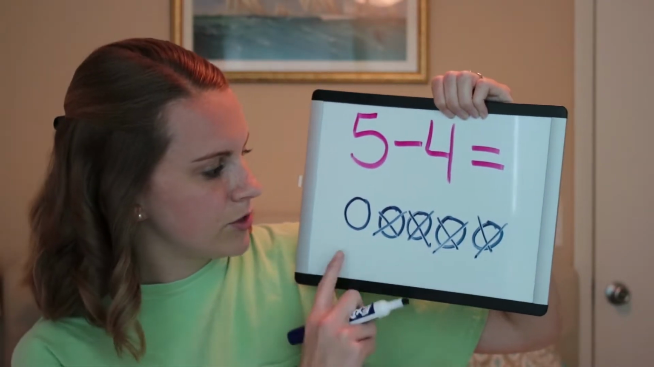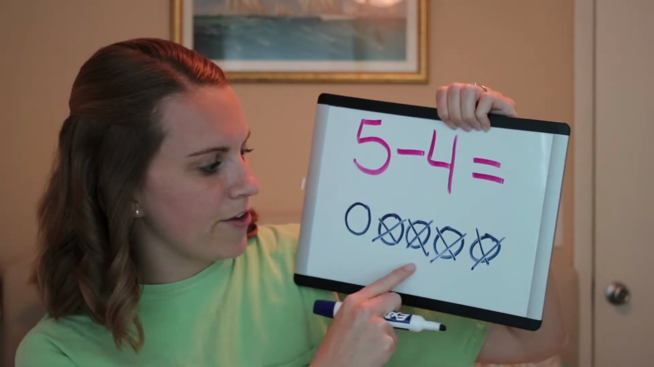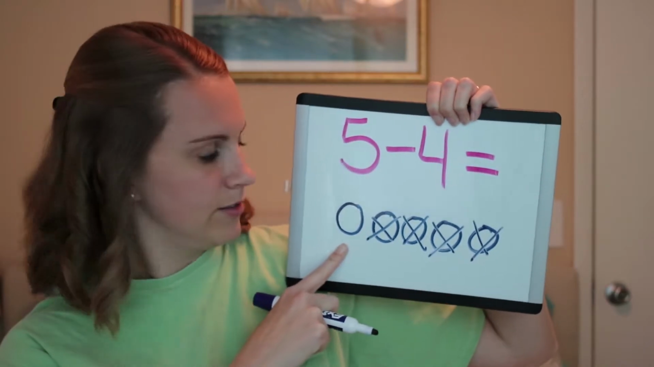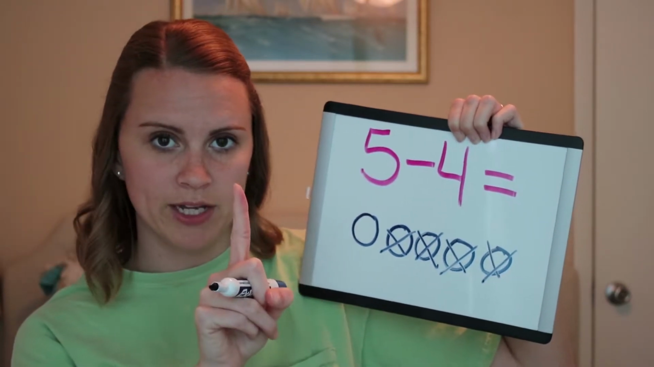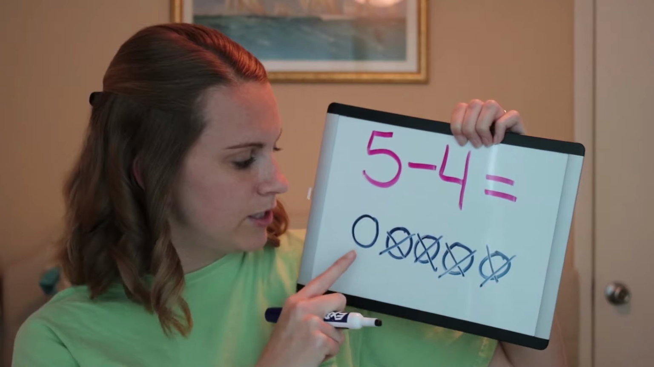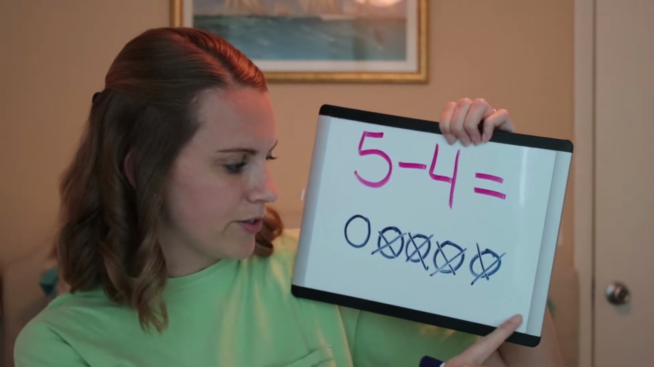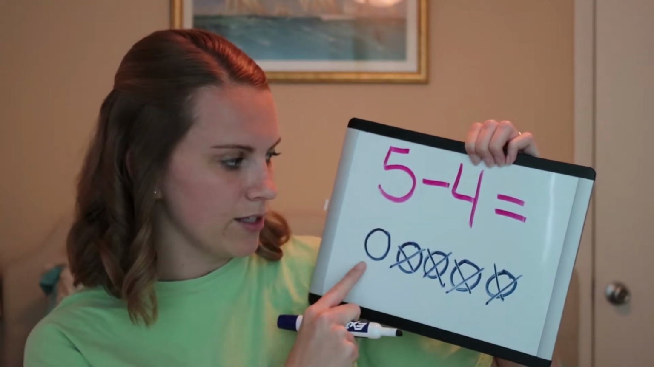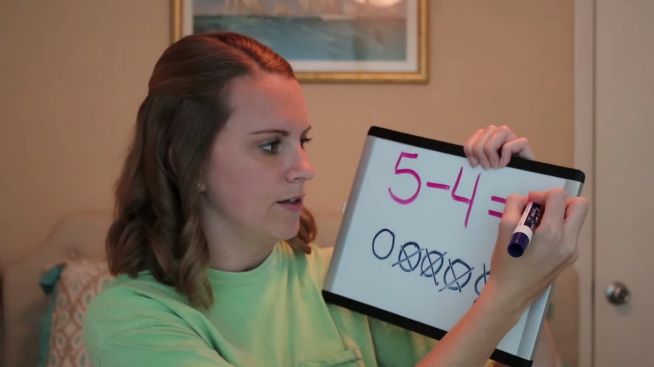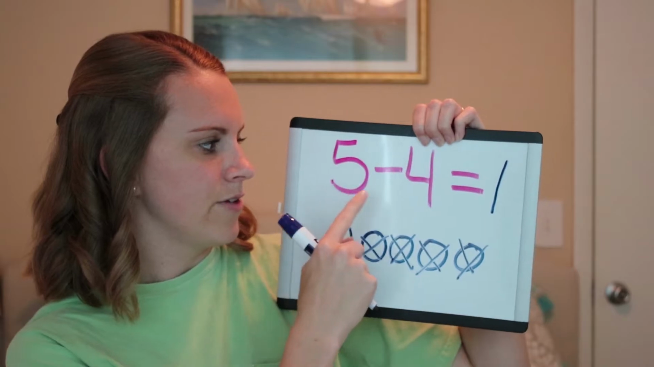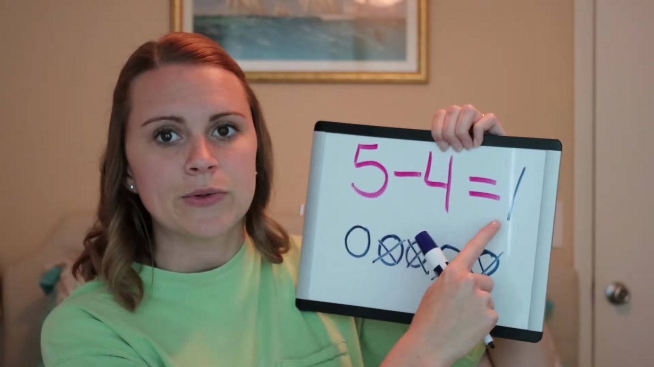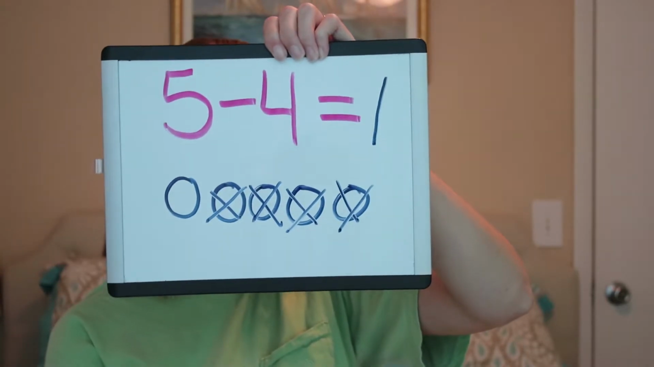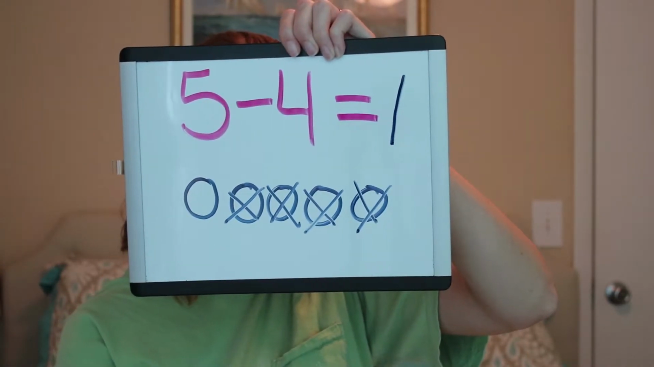So I had 5 circles, and then I took away 4 of those. So how many do I have left? Just 1, right? I have 1 circle left, because these have all been taken away and there's only 1 left without any X's on it. So the answer is 1. So 5 minus 4 equals 1. So go ahead and make sure you drew your picture and you wrote the answer down.